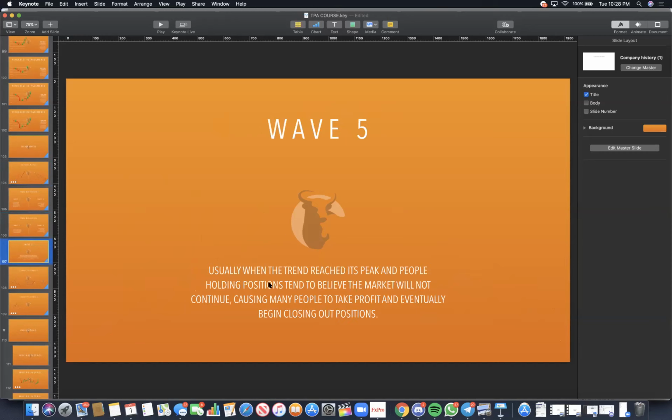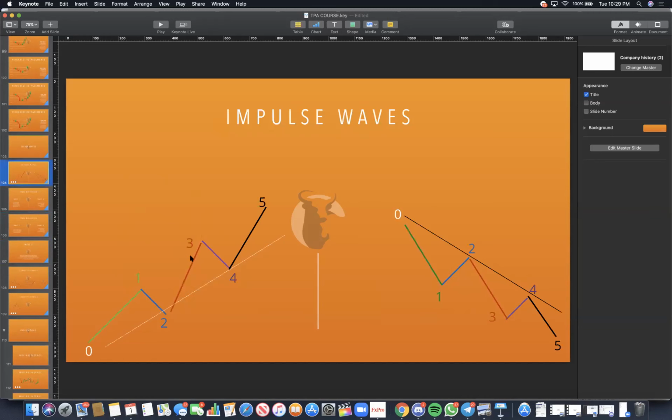So the fifth wave, I want you guys to write this down. If the third wave is not the extended move, it's always going to be either that third push to the upside, the third wave to the upside, or the fifth wave to the upside as the extended move, okay? So when I mean the extended move is that it's the strongest push to the upside.